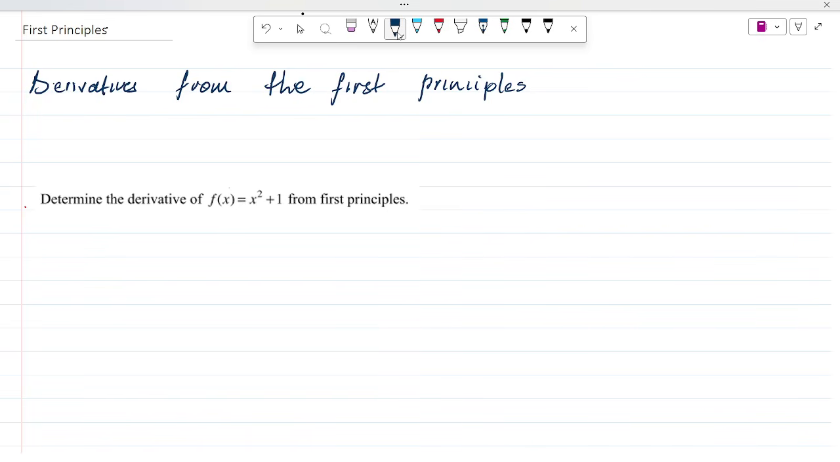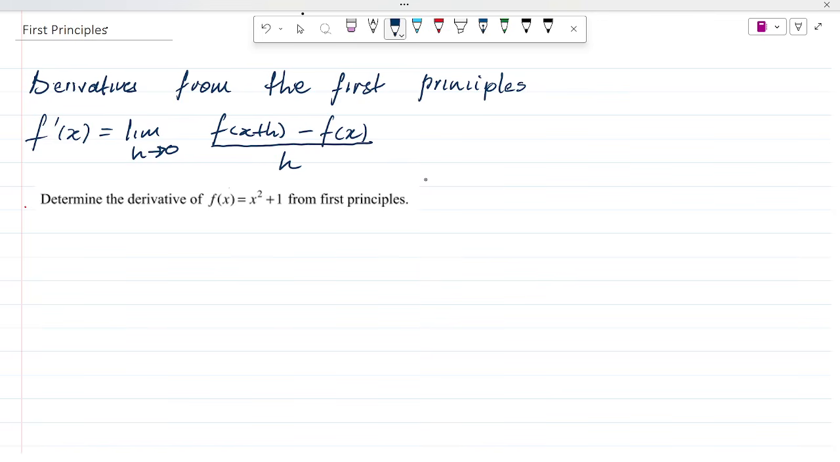In this video, we're going to be talking about derivatives from first principle. First principle is defined by this equation: f prime x equals the limit as h turns into 0 of f at x plus h, subtracting f at x, and then everything divided by h. This is the formula that you use when you derive using first principle.